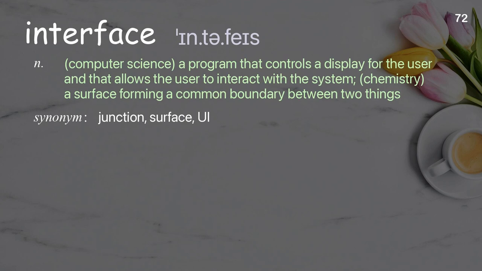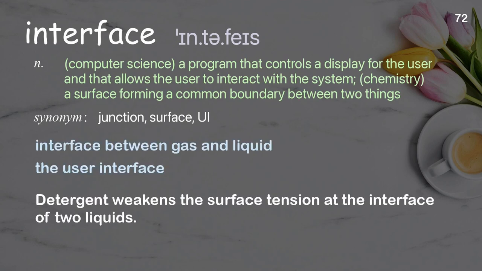Interface. Computer science: a program that controls a display for the user and that allows the user to interact with the system. Chemistry: a surface forming a common boundary between two things. Examples: interface between gas and liquid. The user interface. Detergent weakens the surface tension at the interface of two liquids.